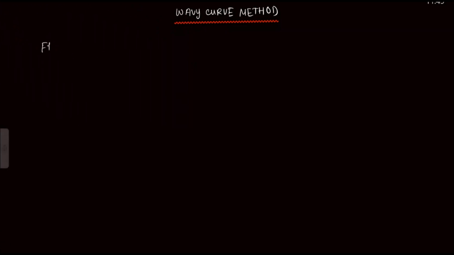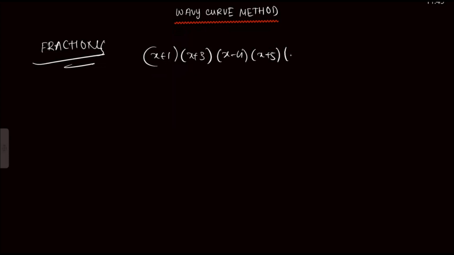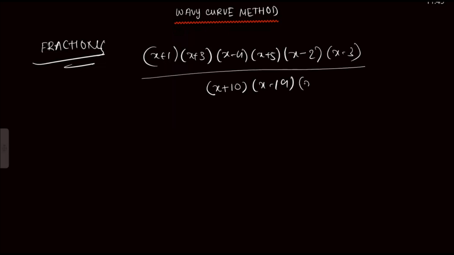We dealt with fractions last day, remember? Let's practice. Means let's revise them. (x plus 1)(x plus 3)(x minus 4)(x plus 5)(x minus 2)(x minus 3), whole divided by (x plus 10)(x minus 19)(x plus 20). It is greater than or equal to 0.